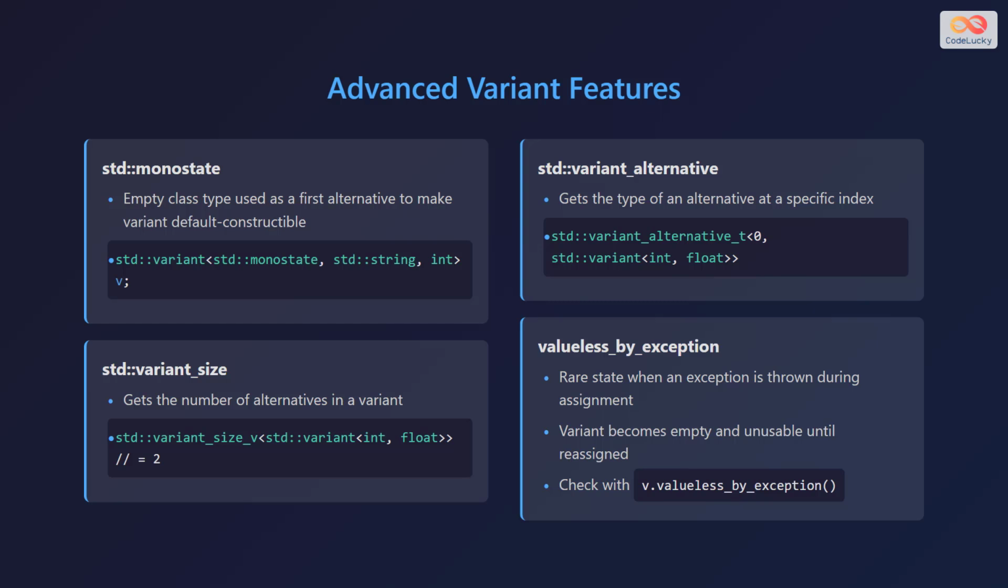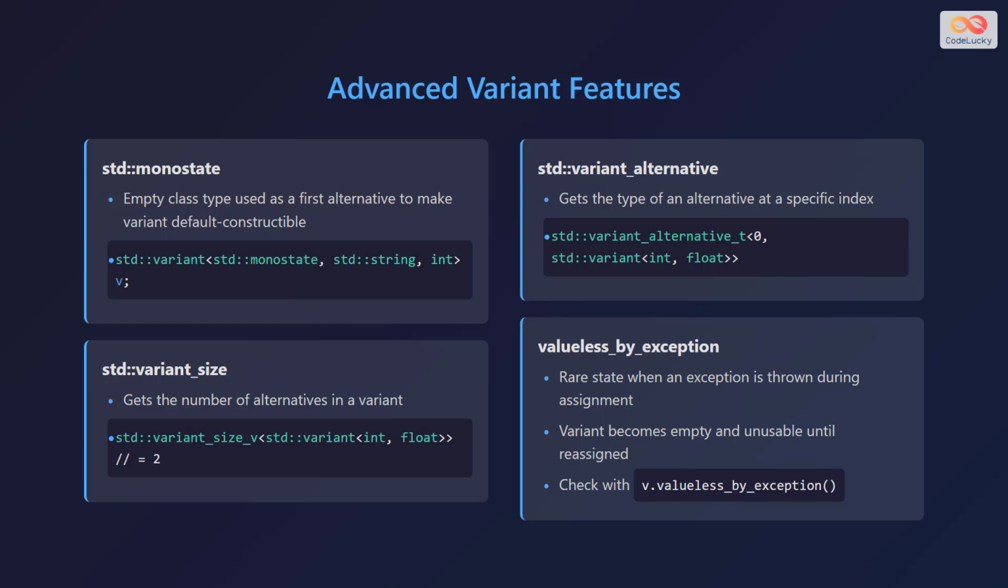Let's explore some advanced features of std::variant. First, let's talk about std::monostate. It is an empty class type used as a first alternative to make a variant default constructible. For example, you can define a variant with std::monostate, std::string, and int. Next is std::variant_size. It gets the number of alternatives in a variant. For example, std::variant_size_v of std::variant<int, float> will result in a value of 2.